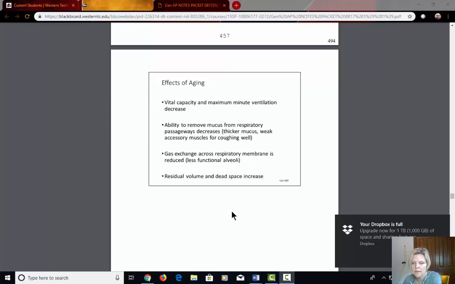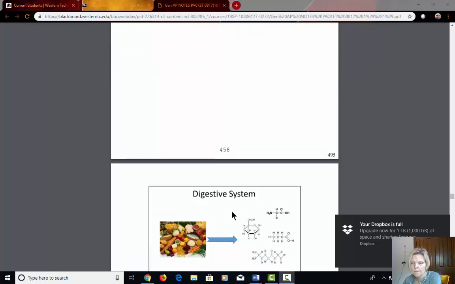So that is the end of the respiratory system, and our next topic will be the digestive system.